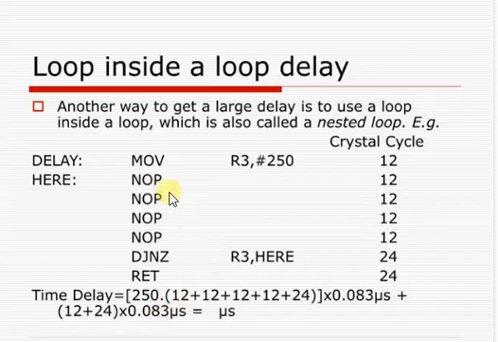microseconds. Why? Because in this loop only we must consider here 12, 12, 12, 12 and 24. Out of the loop there is 12 and 24, which must be considered separately. Therefore, this will be the loop delay generated.